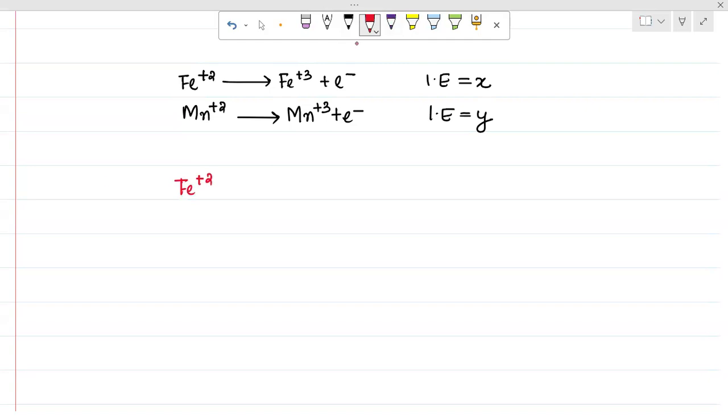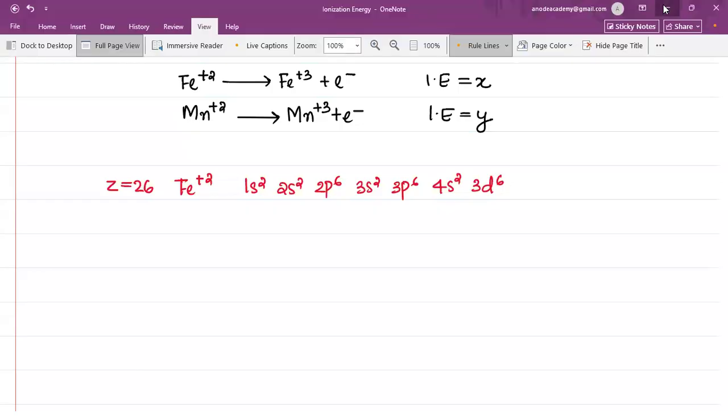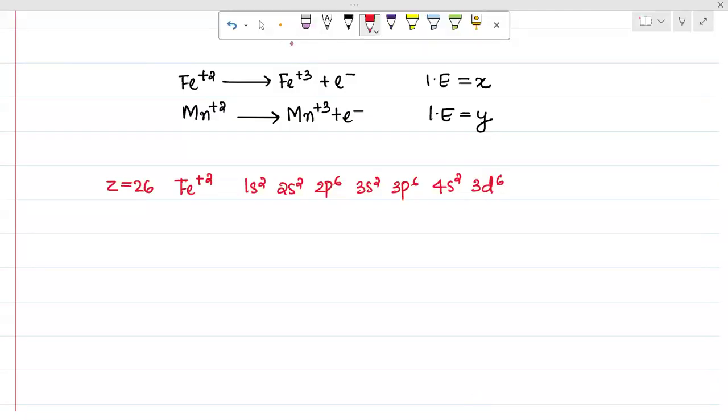Fe2+, Z is 26 for iron. Two electrons are lost. So what will it become? 1s2, 2s2, 2p6, 3s2, 3p6, 4s2, 3d6. Okay, so this is that of iron. Now, if we have to remove 2 electrons, we know that the Z effective on 4s is less than that of 3d, and hence the electrons will be lost from 4s. So this is the configuration.